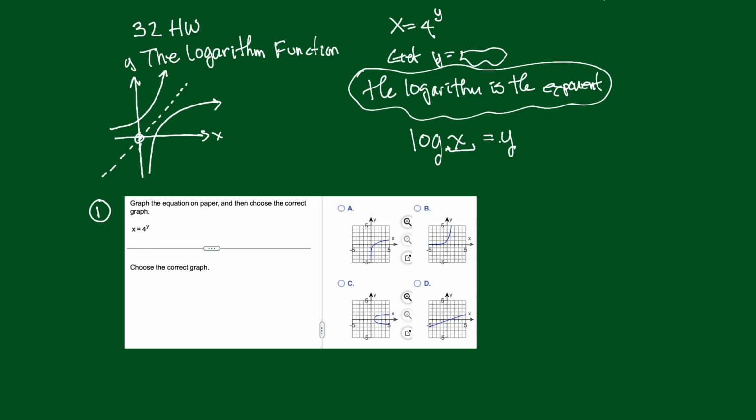Could it be A? Well, it looks possible. What about B? Well, B, this is more exponential, so I think we can exclude that. What about C? Well, C doesn't look anything like logs or exponentials, so we can exclude that. And this one, D, that looks linear, so the only other choice we have left is A.